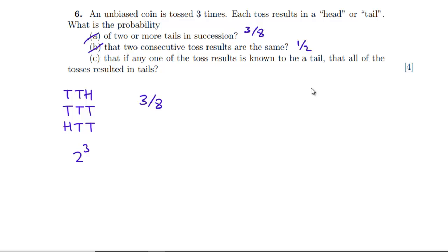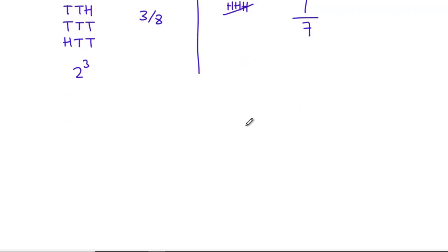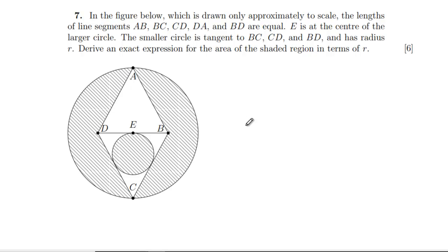That if any one of the toss results is known to be a tail, that all of the results are tails. So we've got 8 options. Well, there's only one option that doesn't have tails. So we can't have heads, heads, heads. So we're now out of 7. Because we've got the other 7 of the 8 options. So if any one of the toss results is known to be a tail, right, so that's out of 7, all of them are tails, so that's 1 out of 7. Right, okay. So far, so speedy still.